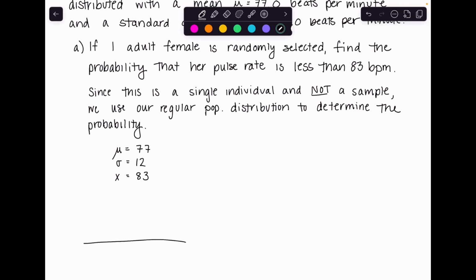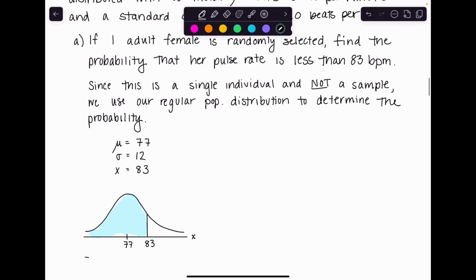So if we have our normal distribution, I'll try to make this as symmetric as I possibly can, not too terrible. 77 is the number right in the middle, and we're looking at her having a heart pulse rate of less than 83. So we are searching for what is the area here. So these are our X values. I want to go ahead and convert them to z-scores instead. So I know 77 is going to convert to 0.